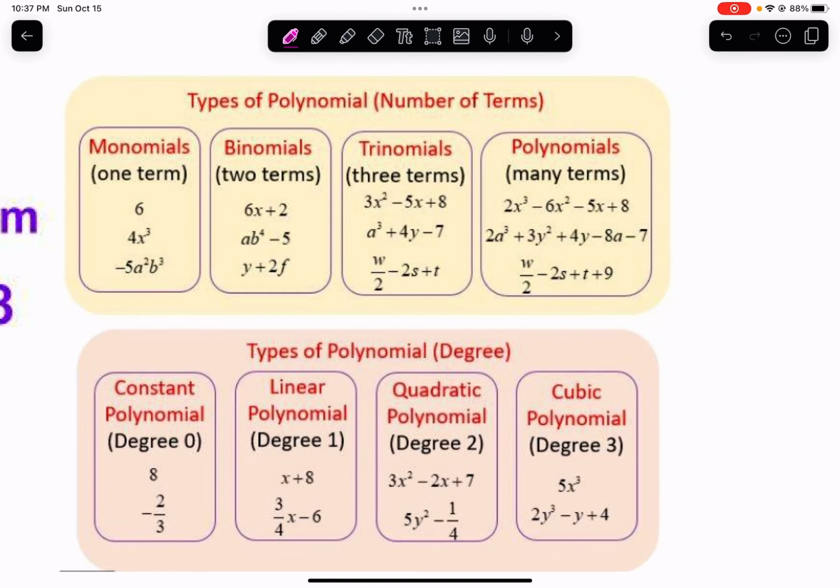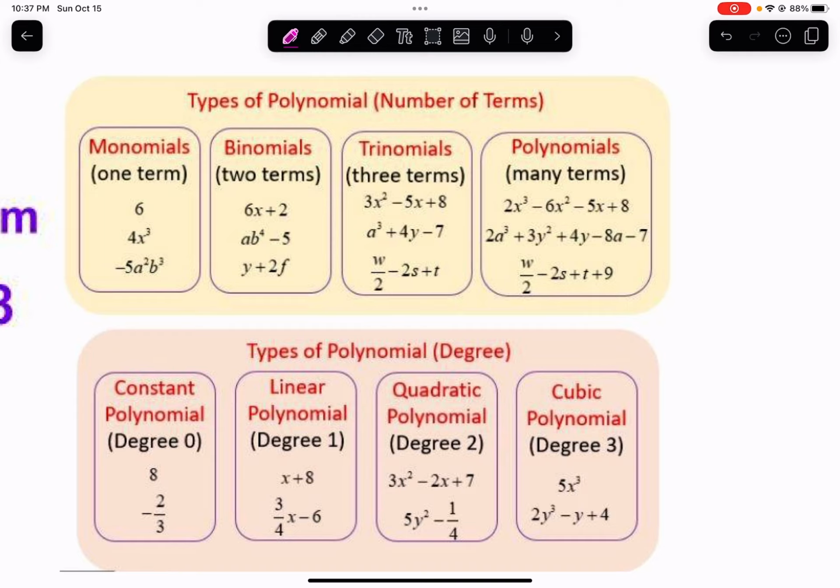Now, there are 2 different ways to classify polynomials. You can classify it by the number of terms, like if you have a monomial, binomial, trinomial, or anything more than a trinomial is just referred to as a polynomial. And then we have types of polynomials based on degree. So again, you look at the highest term.